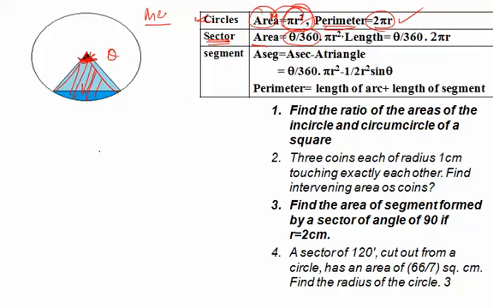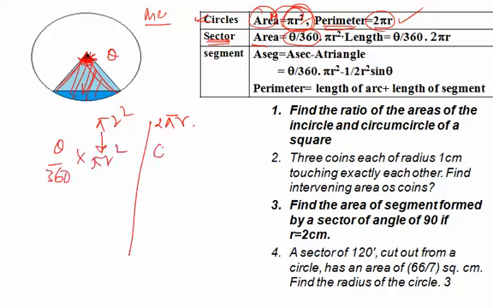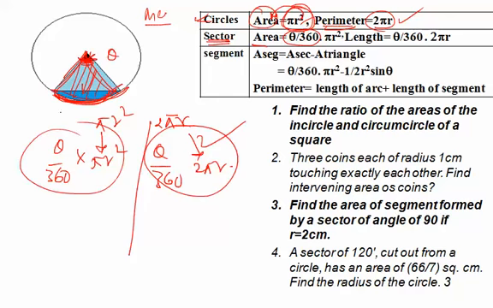Please observe here. If this is the area of the circle and this is the perimeter of the circle, then the area of the sector with angle theta is nothing but theta by 360 multiplied by pi r square. Similarly, theta by 360 times the perimeter gives the length of the arc, this much. This is the length of the arc, and this is the area of the sector.